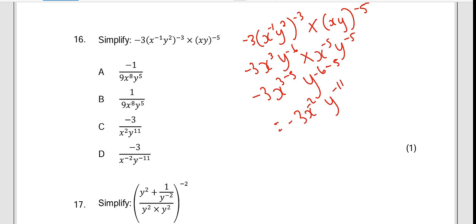This can be written when we take this down to the denominator, because all our options here have a denominator. They will change sign, meaning that our answer is going to be minus 3, x to the exponent of 2, y to the exponent of 11. And the correct answer is what? The correct answer is C.